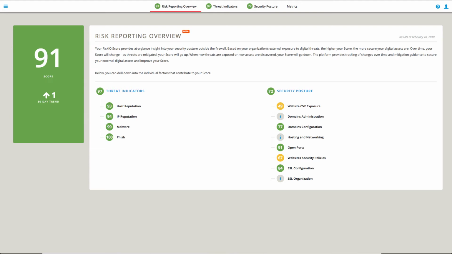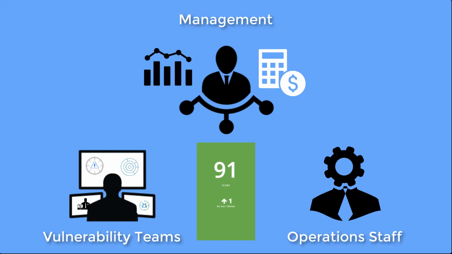The RiskIQ Risk Reporting Score was created to bring management, vulnerability teams, and operations staff together to understand the current and future risk and track if security is improving or deteriorating over time. This helps CISOs to understand the effectiveness and impact of their security programs, tools, and people. By tracking improving or deteriorating scores over time, the effectiveness of security programs and their costs can be calculated.